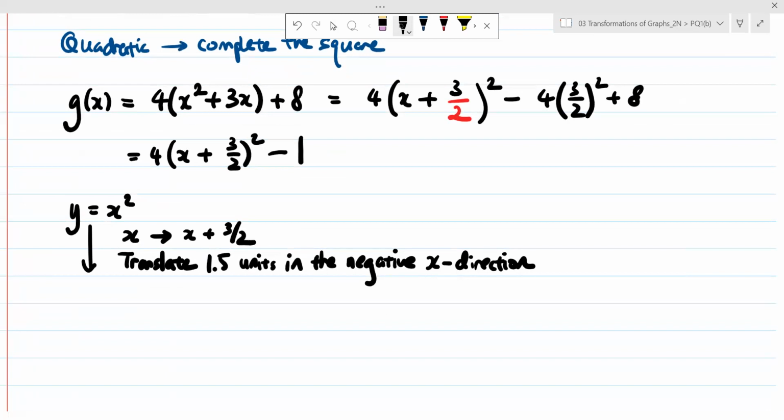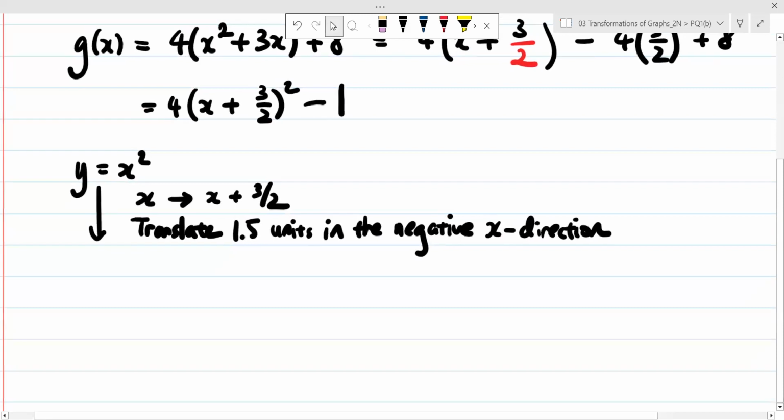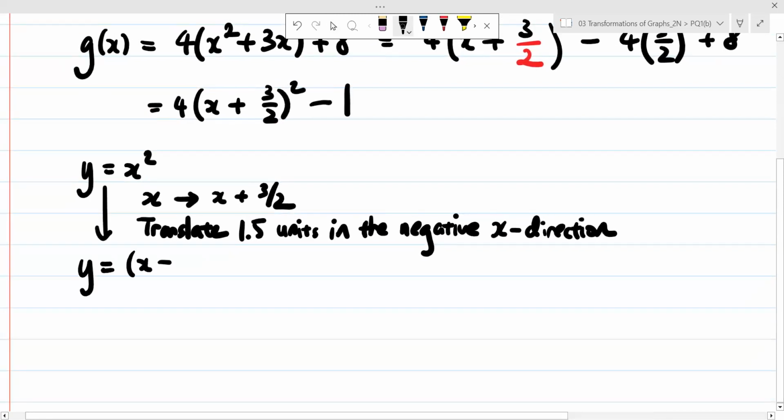Never ever use negative numbers as the magnitude of a transformation, be it scaling, translation, or reflection. For example, sometimes I see people say scale by a factor of -2. Don't do that. Split into 2: say scale by a factor 2, then reflect about whichever axis. So do it properly. Right, so now I have y equals x plus 3/2 squared.